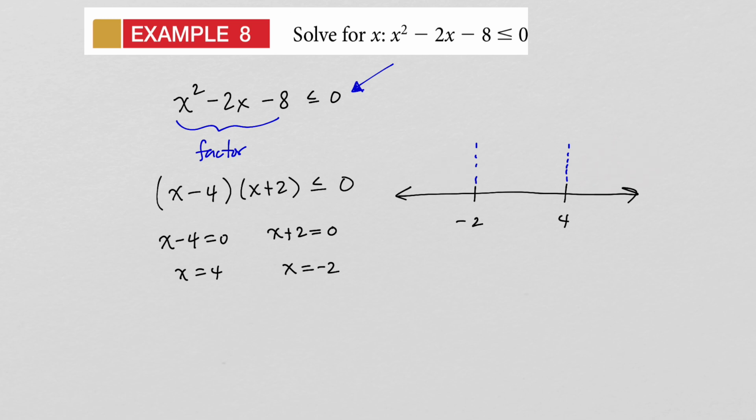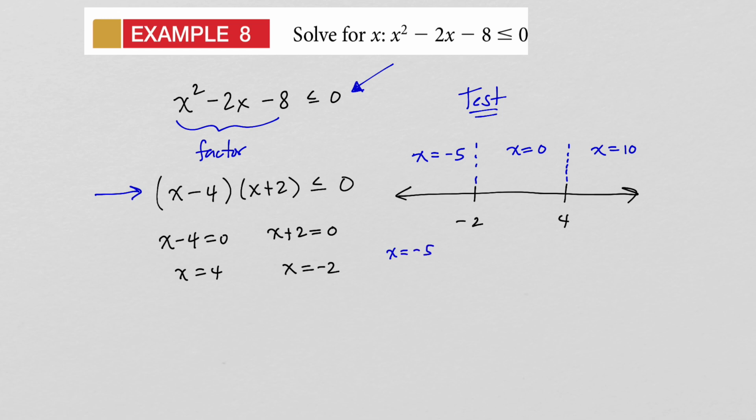Some of these numbers will satisfy this and some of these numbers will not. So one way to do it is to simply test each interval. I can pick a number that is less than negative 2, for example, negative 5. I can pick a number that is in between negative 2 and positive 4, maybe 0. And finally, I can pick a number that is greater than 4, like maybe 10 or something like that. And now I'm just going to plug those numbers into my factored inequality.